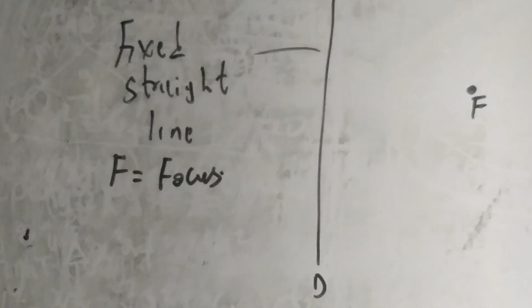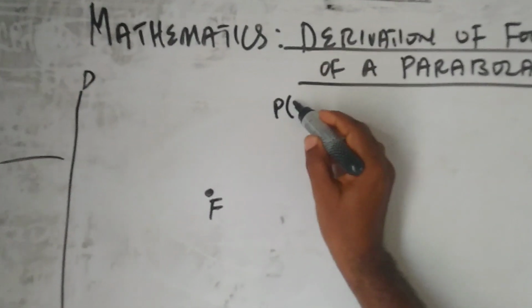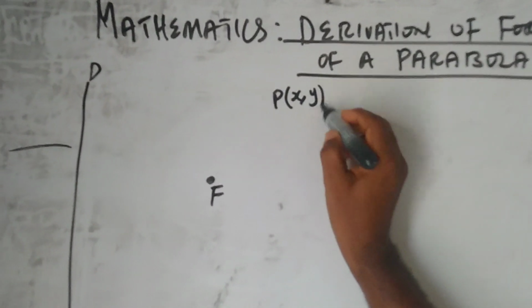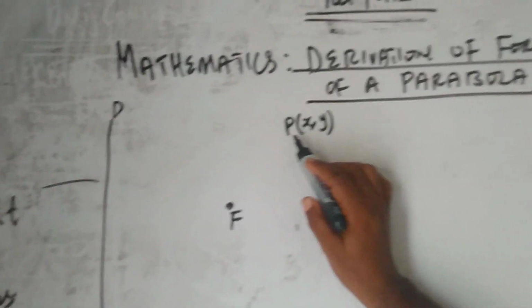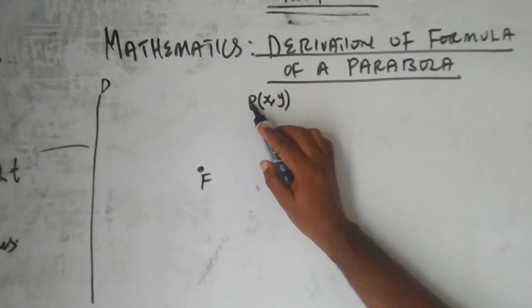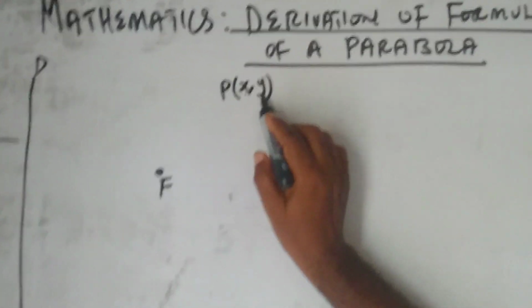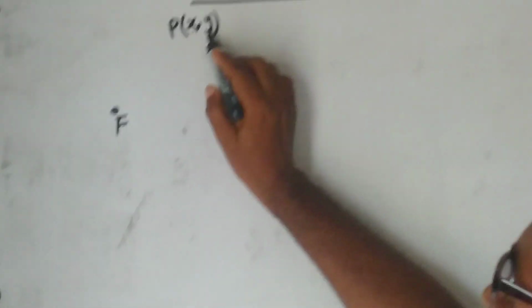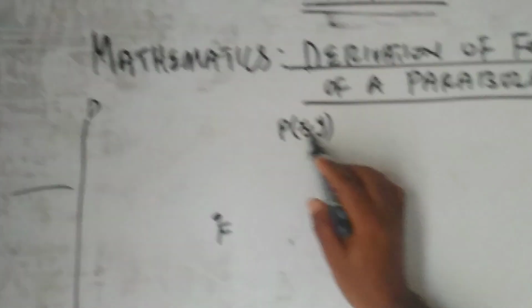Now let's take an arbitrary point P anywhere on the plane. This particular arbitrary point P is described by its location along the x-axis and along the y-axis. So the x and y are known as the coordinates.